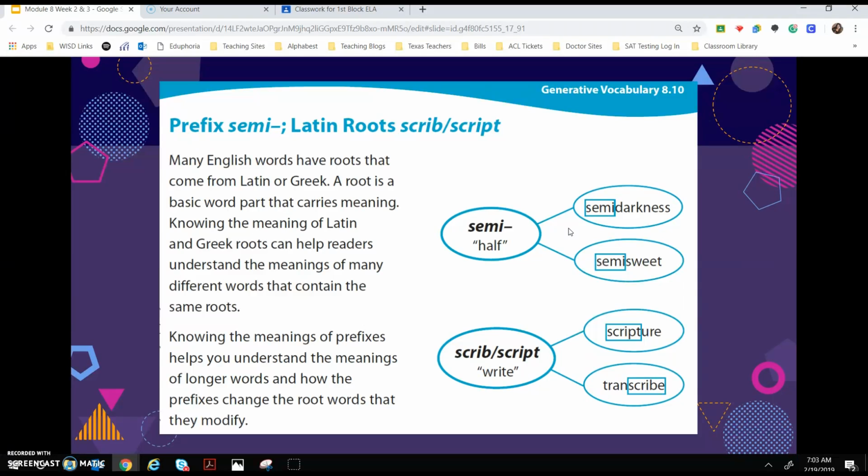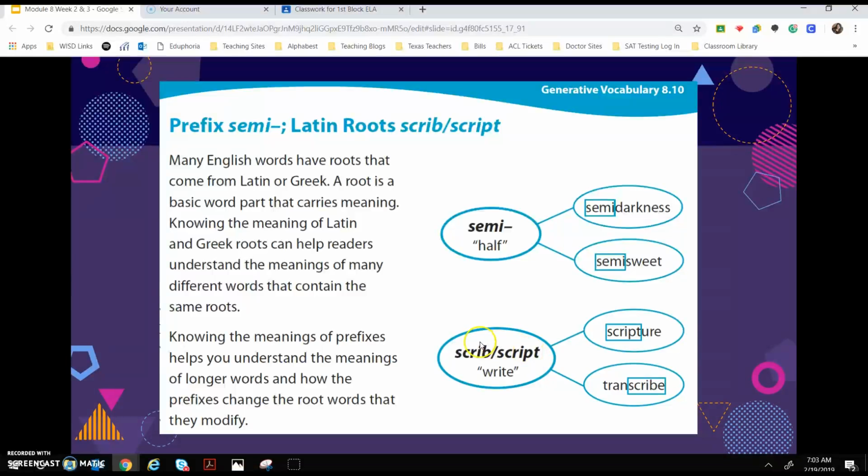Knowing the meaning of prefixes helps you understand the meaning of longer words and how the prefixes change the root words that they modify. So let's look over here. Semi, the prefix is half. Okay, so semi-darkness means only half dark. Semi-sweet only means half sweet.